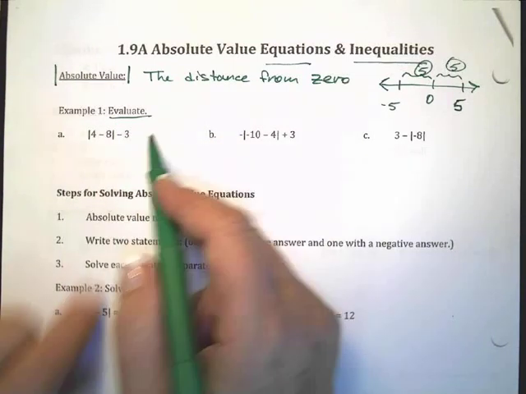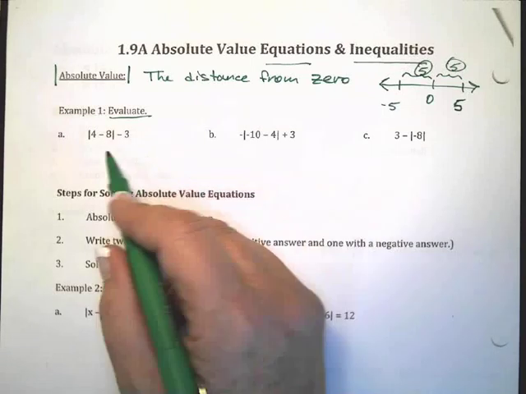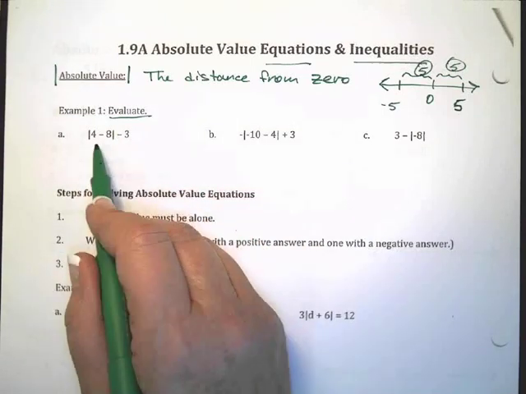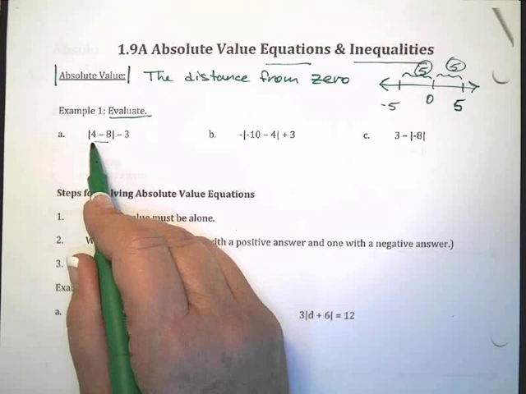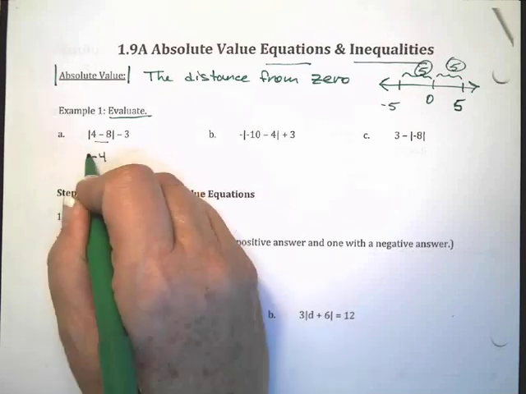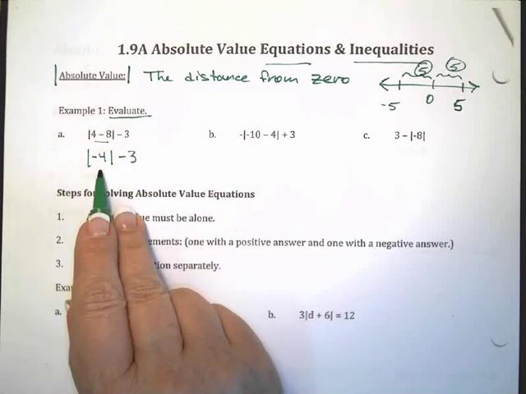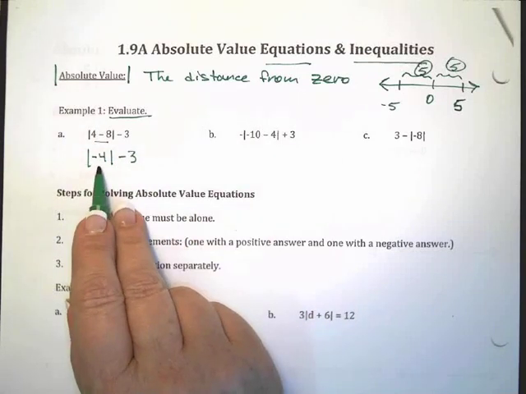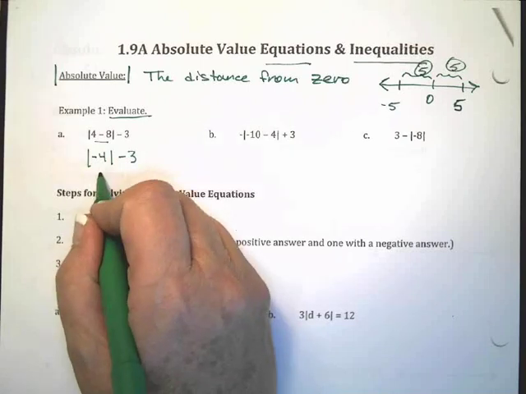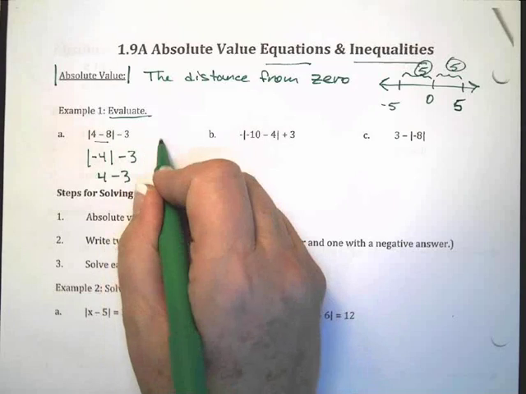So before we get to solving the equations, let's look at just evaluating or simplifying some of these. The absolute value symbols act as symbols of inclusion, or almost like parentheses. So we do what's inside the parentheses. 4 minus 8 will give us a negative 4. Well, then we need to take the absolute value of negative 4. So the distance from 0 would be a positive number, a positive 4. And then after that we subtract 3 to get 1.